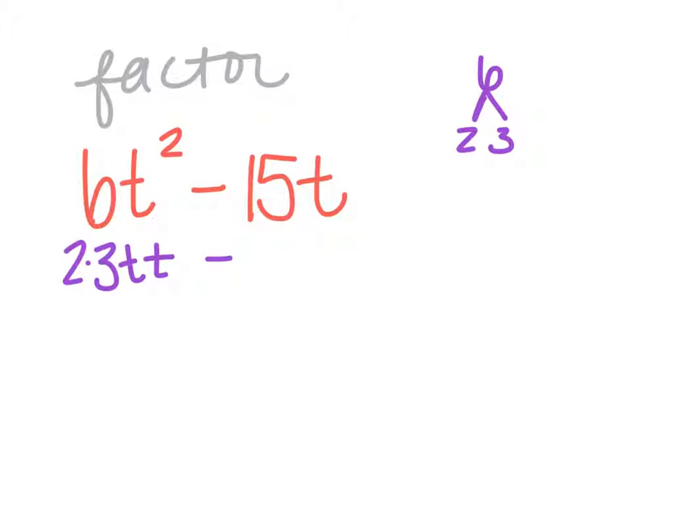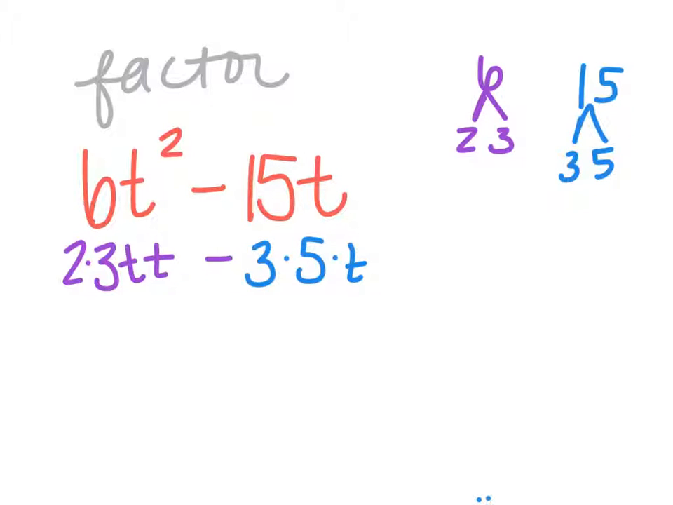Minus, I'm going to do the same thing for 15. When I go to factor 15, 15 is 3 and 5, so it'll be 3 times 5 times t. And I'm looking for what they have in common, what shows up in both of them. Well, there's a couple things. First of all, they both have a 3 in them. Second of all, they both have a t.